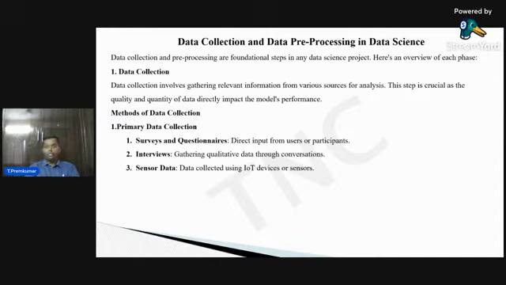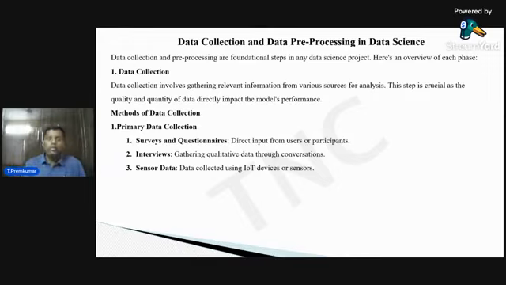When you take the data collection process, data collection involves gathering relevant information from various sources for analysis. This is crucial, as it directly affects the quality as well as the quantity of the data. The methods involved in the data collection process: one is primary data collection.